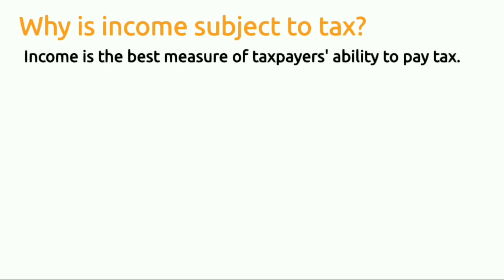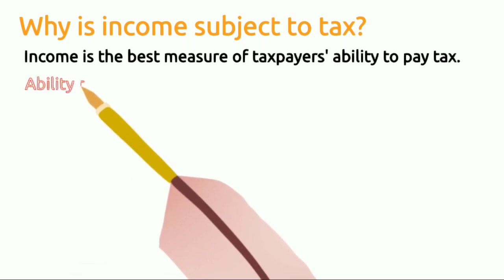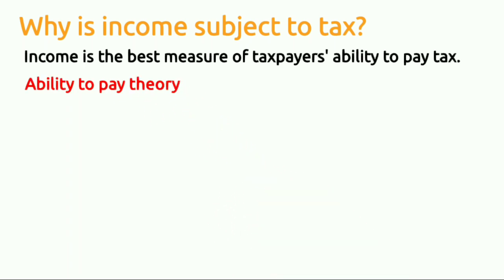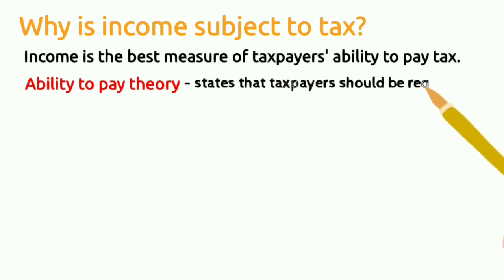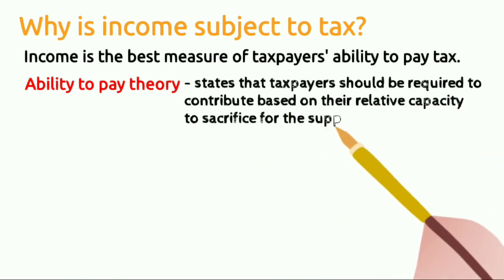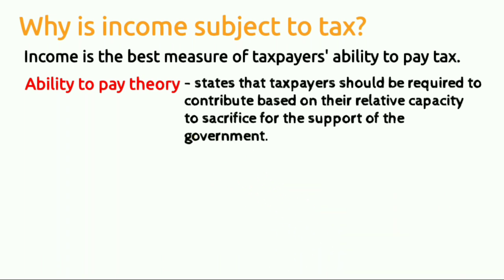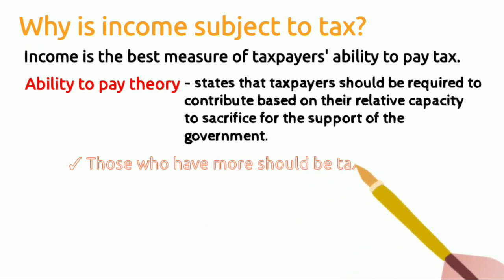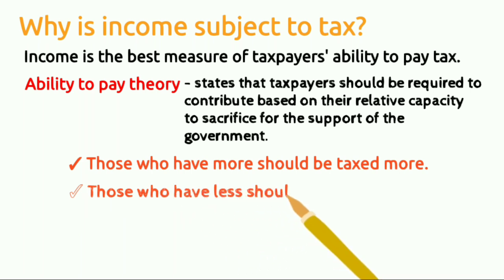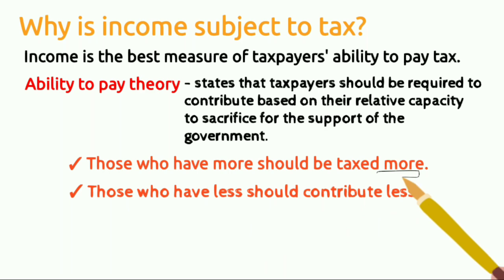Remember, we have one theory of cost allocation na tinatawag na ability to pay theory. The ability to pay theory states that taxpayers should be required to contribute based on their relative capacity to sacrifice for the support of the government. Ang ibig sabihin nun, those who have more should be taxed more kahit na kokonte yung benefit na nare-receive nila from the government. Those who have less naman should contribute less even if they receive more benefits from the government.